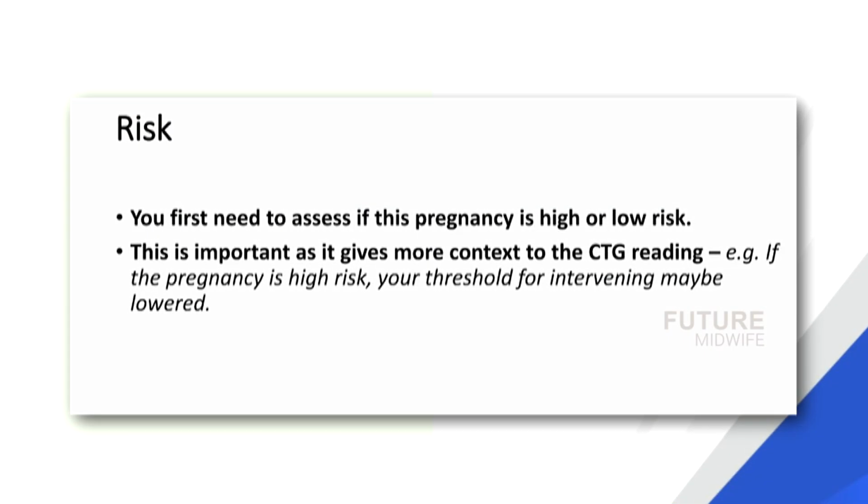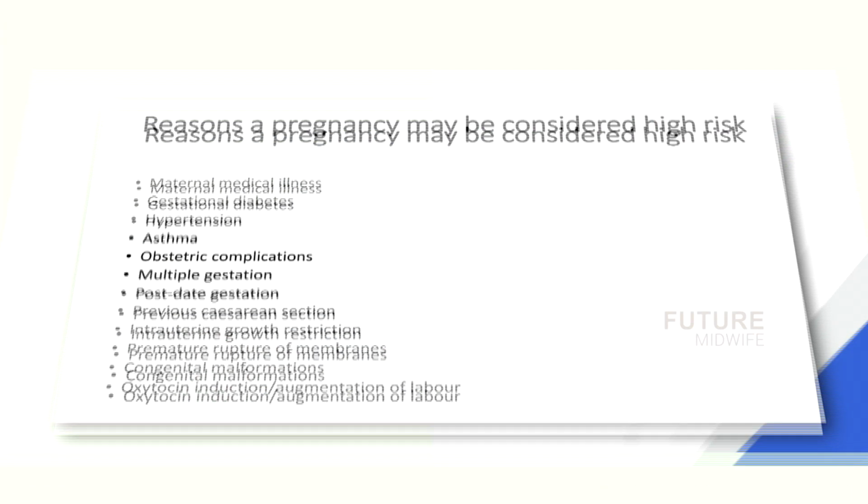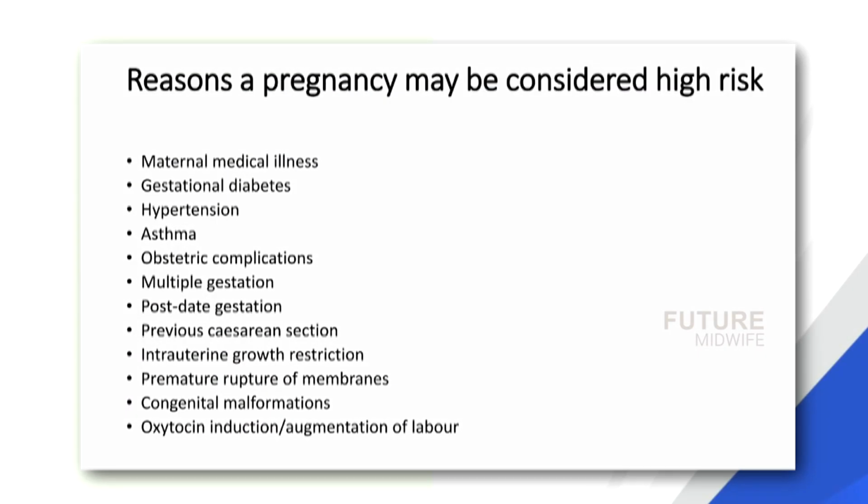Here we can see the first characteristic, that is define the risk. In that, you need to assess whether the current pregnancy is high or low risk. This is important as it gives more context to the CTG reading. For example, if the pregnancy is high risk, your threshold for intervening may be lowered. In this slide, we can see the reasons a pregnancy may be considered high risk.